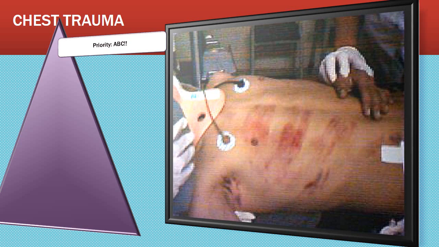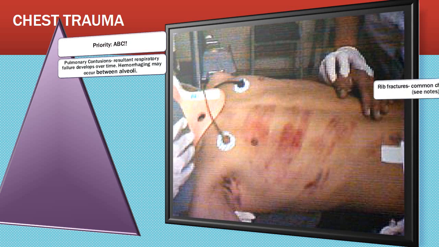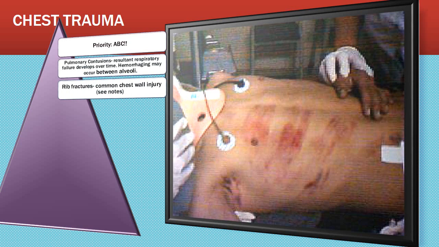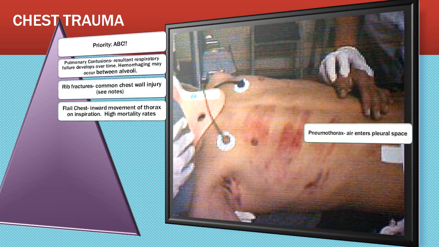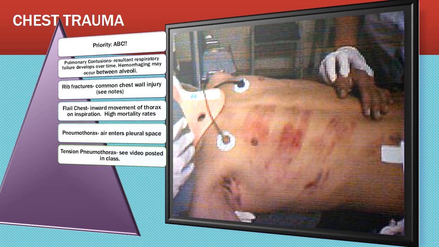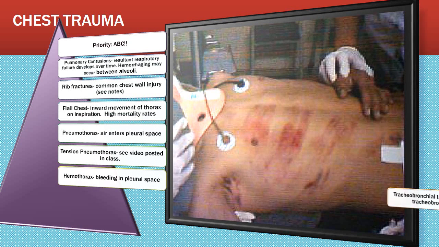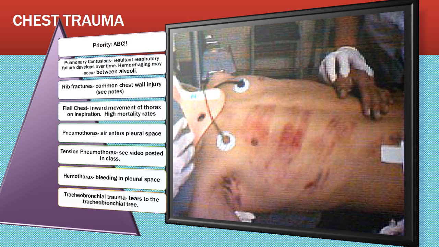Pulmonary contusion is a potentially lethal, life-threatening emergency that I've talked about in your notes, and also rib fractures. Understand flail chest, and there's a video that shows flail chest that I've included in the class. Pneumothorax, tension pneumothorax, hemothorax, and tracheobronchial trauma. You will need to make sure you review the videos that I've included with this lesson on these concepts.